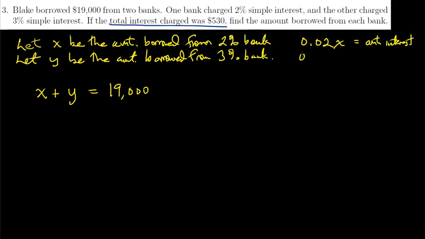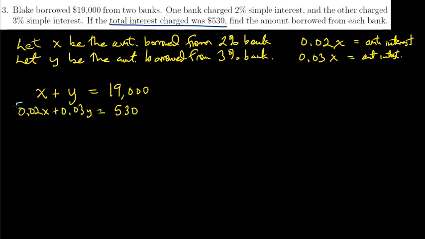Right, and from the 3% bank as a decimal, 0.03 times x. So this is the amount of interest from the 3% bank. The total interest is what you get when you add them up: 0.02x plus 0.03y, and that's going to be $530. Okay, so that's our second equation.